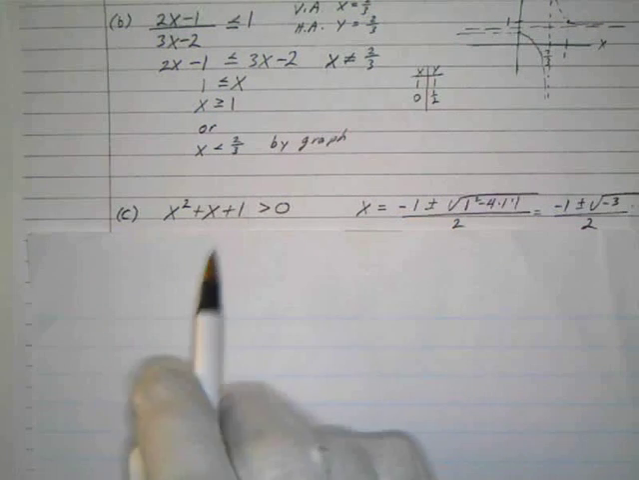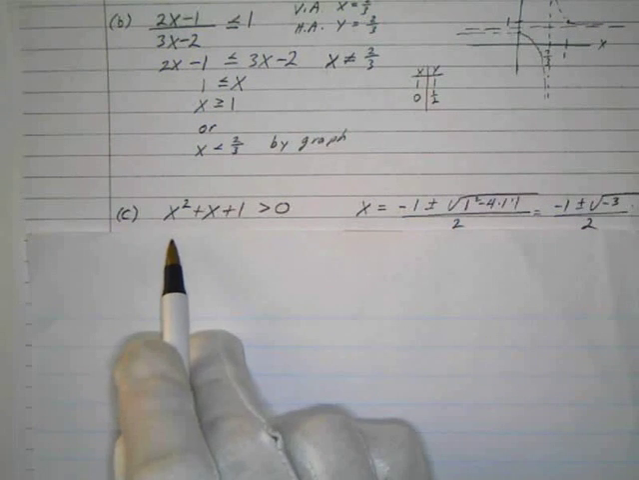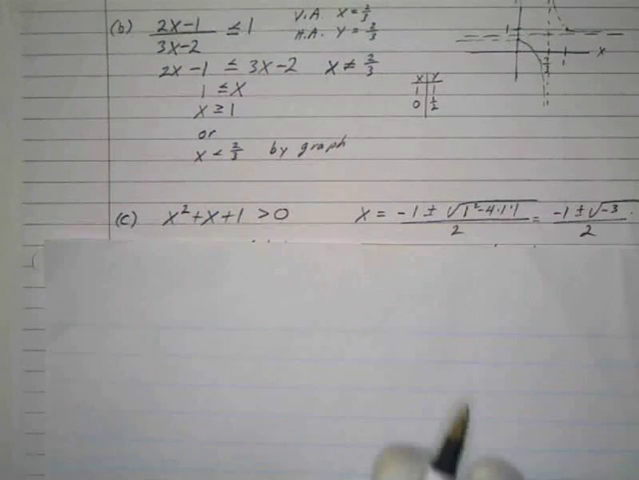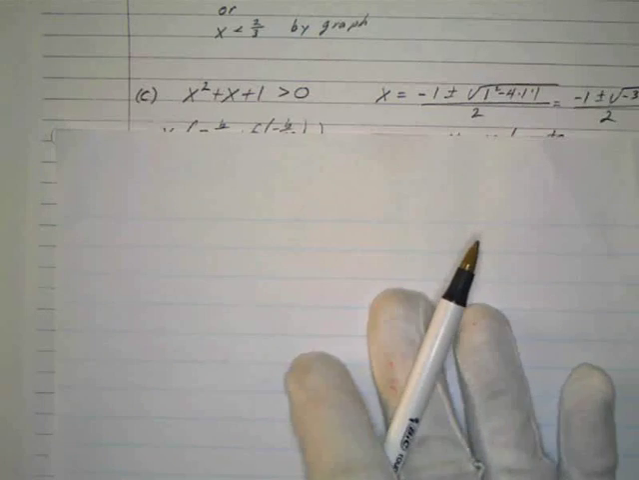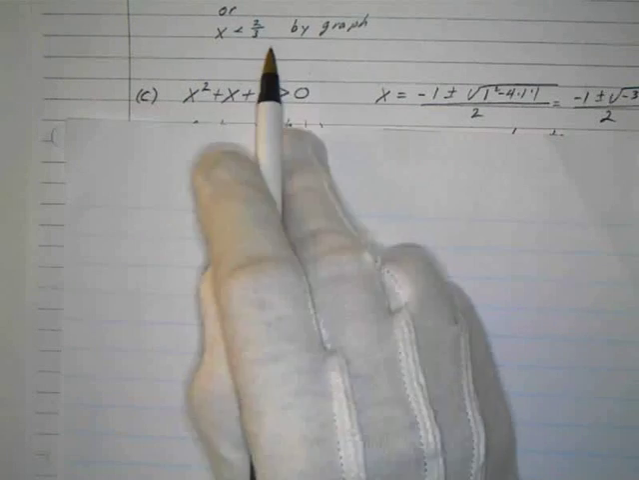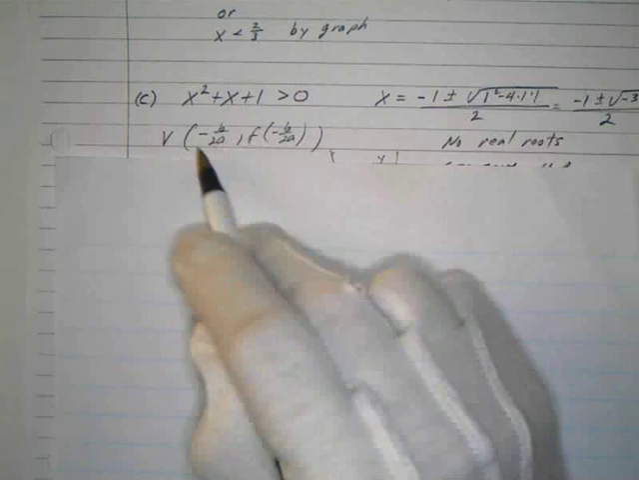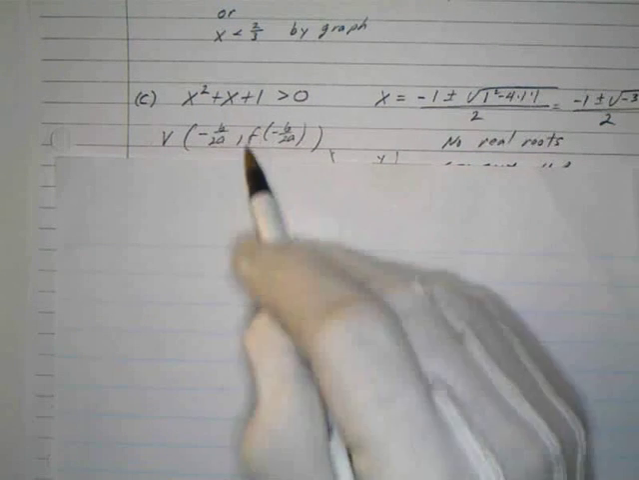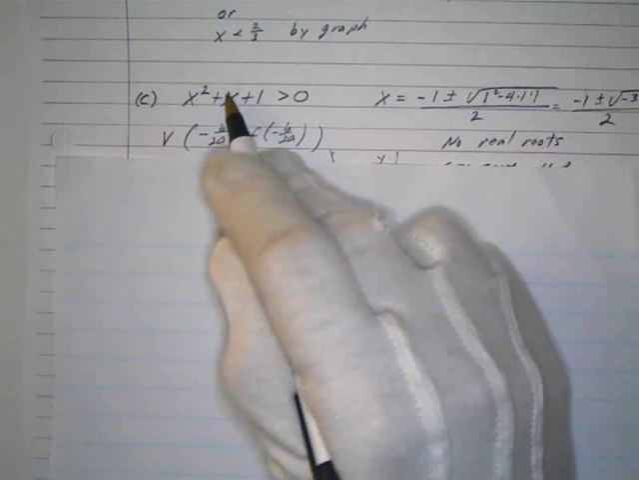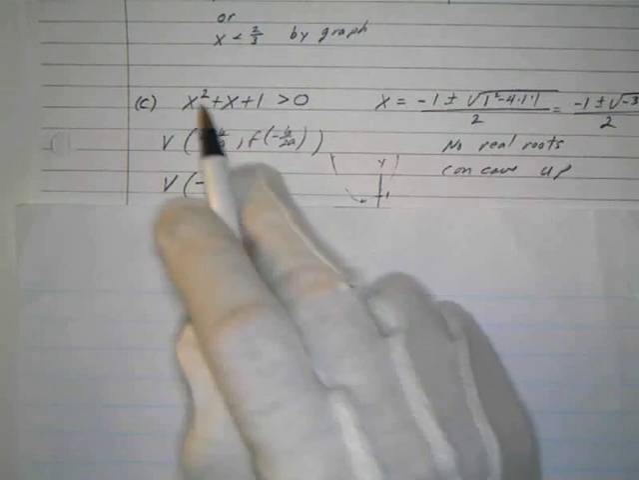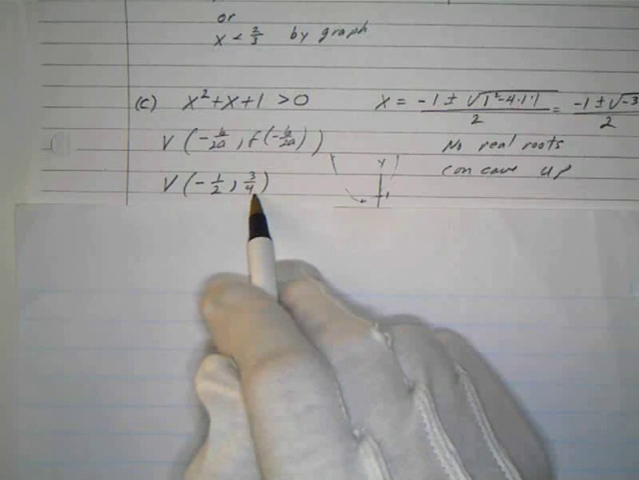Okay, and then letter C. Again, we wanted to find out when this was greater than 0. This is a quadratic, and again I wanted to graph it. It's a little hard though, because it's not going to factor. But I do know it's a parabola and it's shaped like a U. So I can find the vertex. Remember the vertex x is minus b over 2a, and then we put that back in the function. b would be 1 and a would be 1, so minus 1 over 2 was the x value of the vertex.